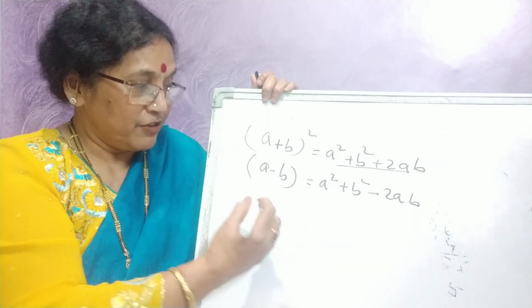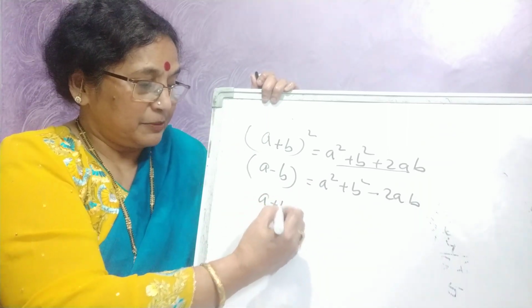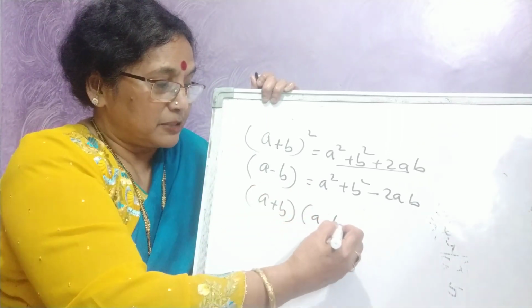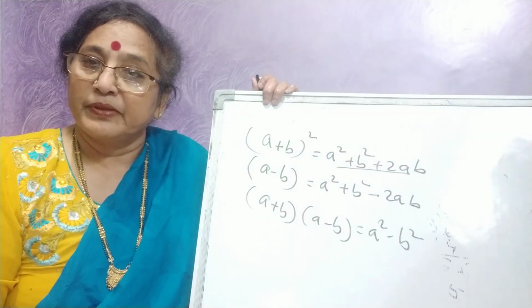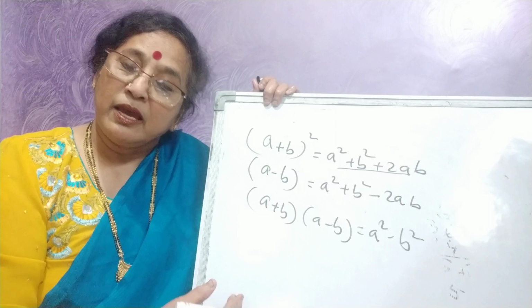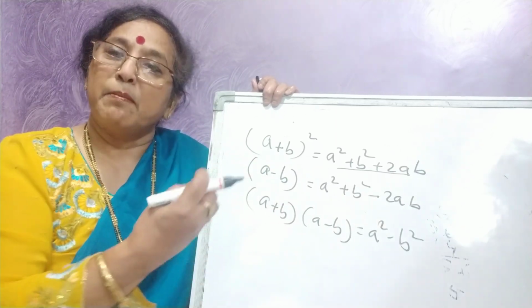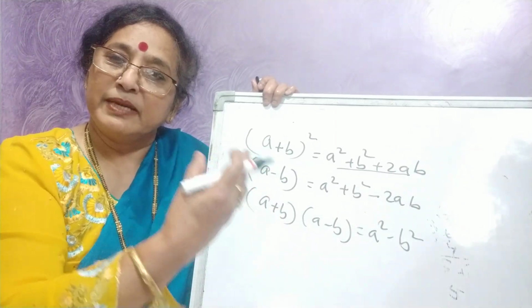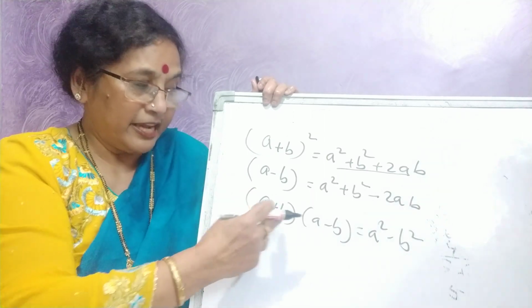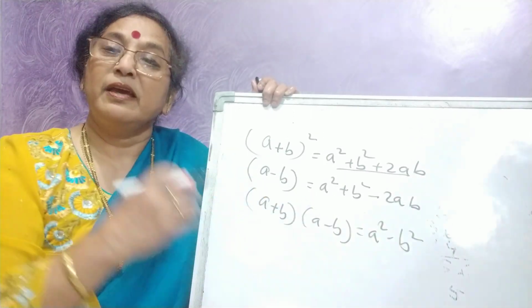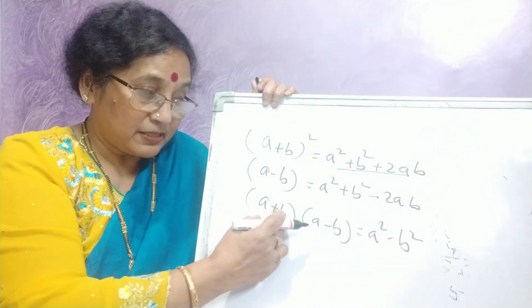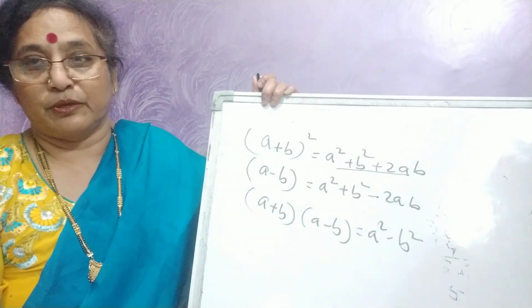And the other formula is a plus b into a minus b is a square minus b square. Here when we multiply, you get plus ab and minus ab. That middle term gets cancelled. It gives a into a square, then minus ab and plus ab, which gets cancelled, and you get plus into minus is minus b square.